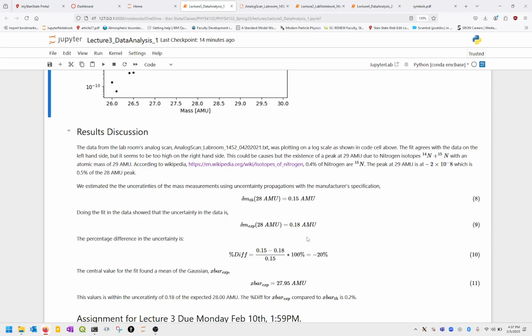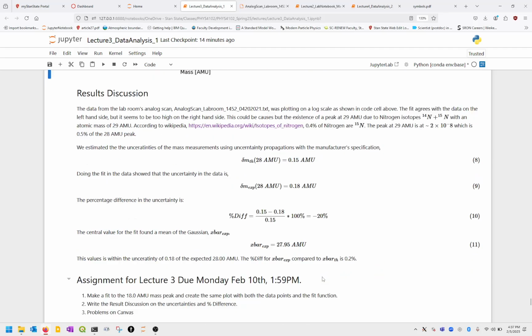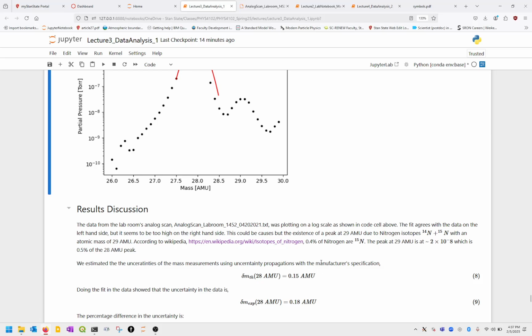And the fits agree with the data on the left-hand side. This is sort of interesting, and you can discuss this. The left-hand side fits the data pretty well. The right-hand side is actually off. It's an interesting observation. The right-hand side seems to be too high. The red is too high compared to the data. So somehow there should be more pressure on the right-hand side.